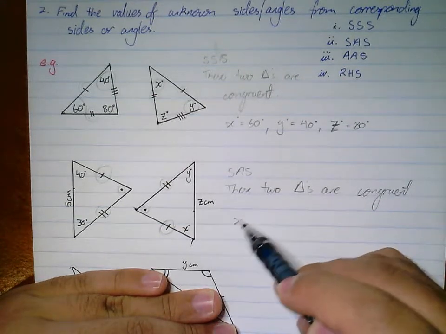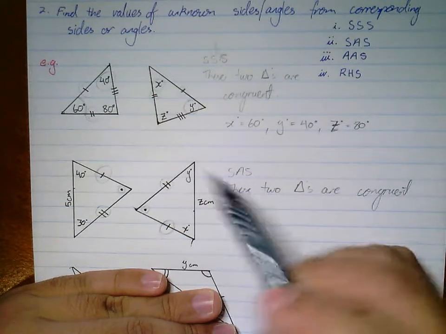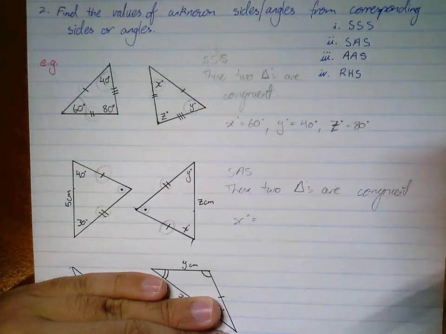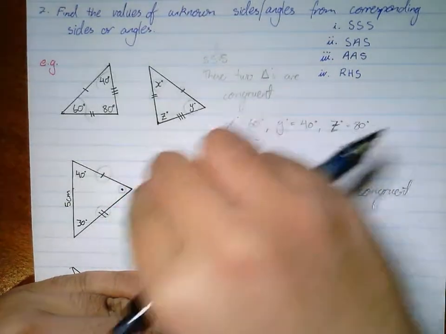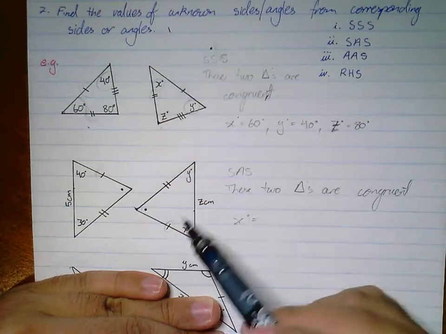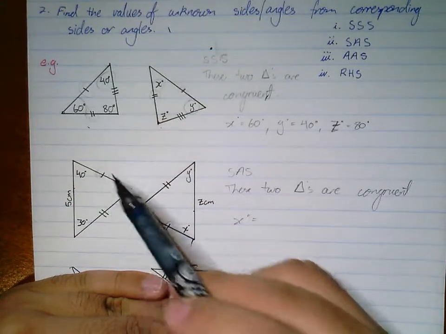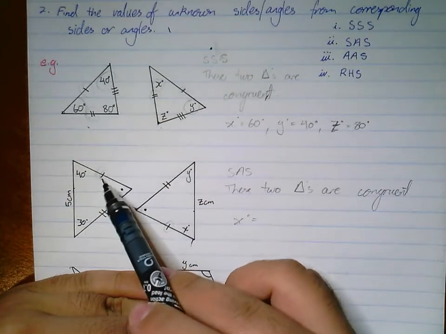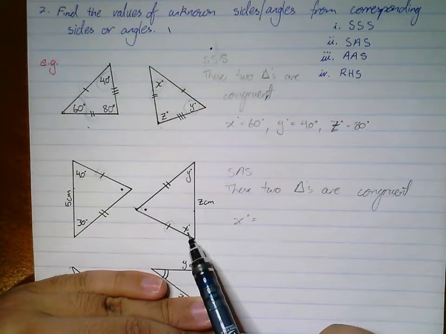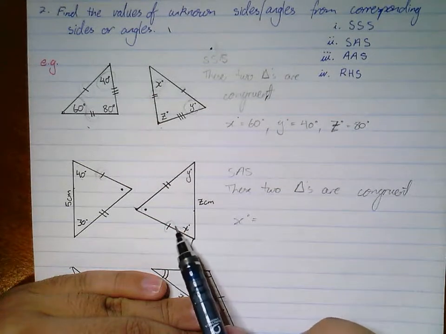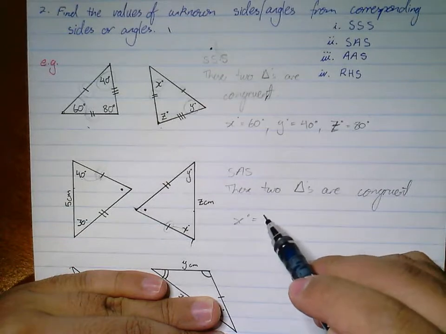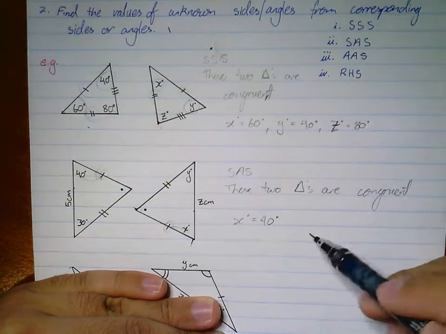Let's go in alphabetical order. Let's look at x degrees. So x degrees is right next to our single dash. If we take a look at our single dash, the angle that's right next to it is 40 degrees. So x degrees must be 40 degrees.